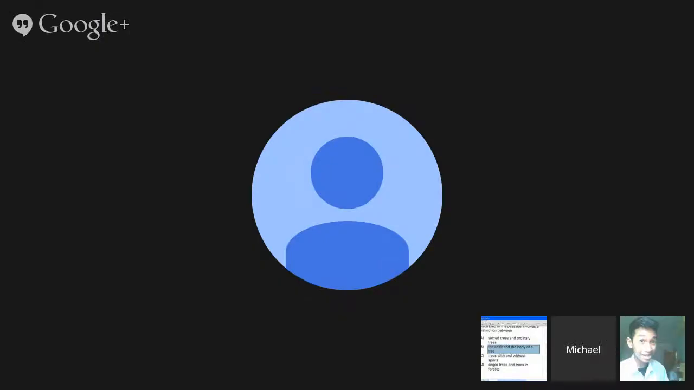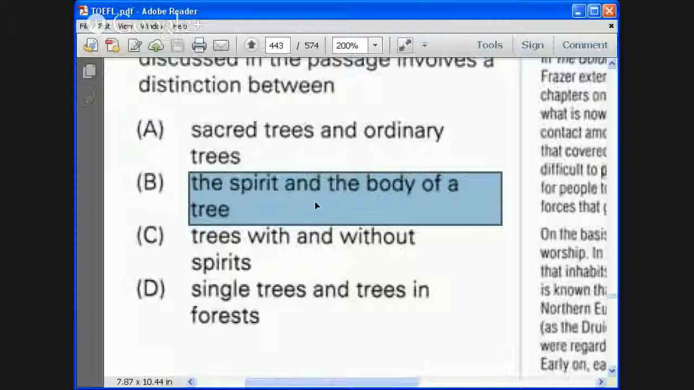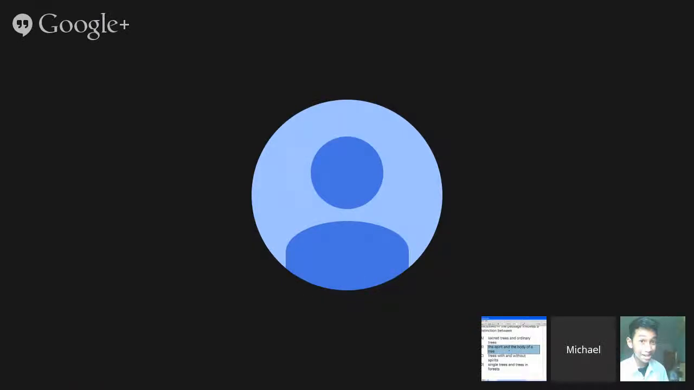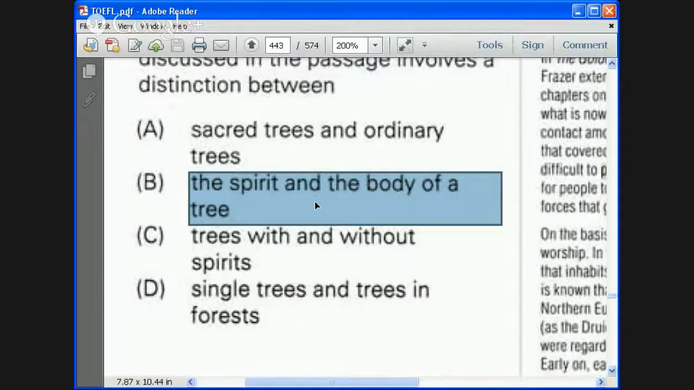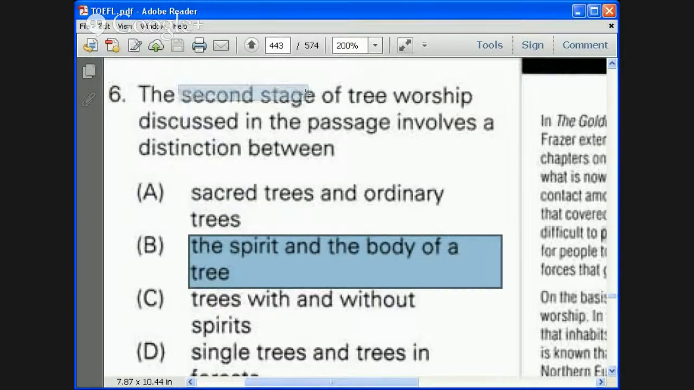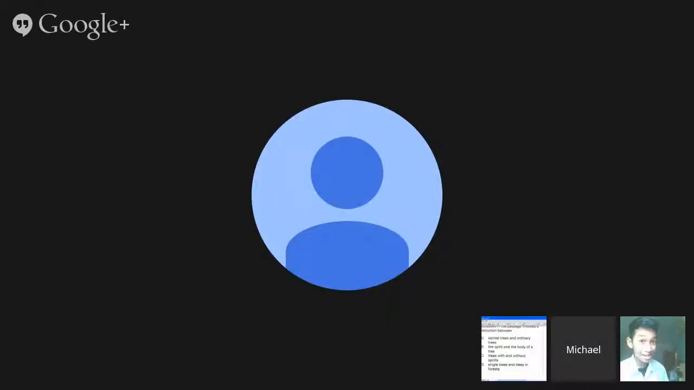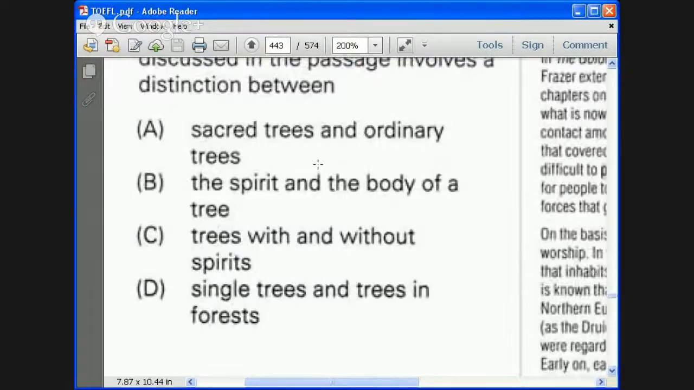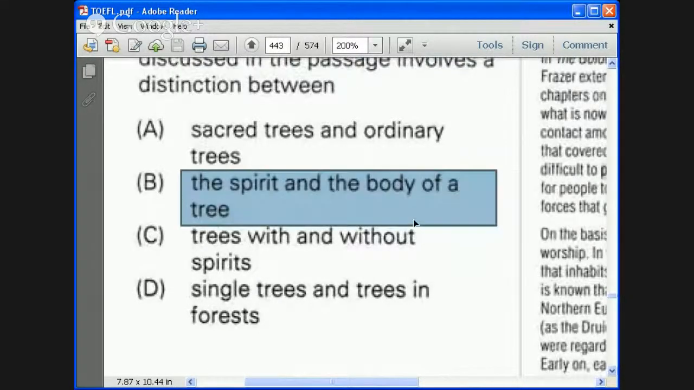Actually, I made us stop and read this so we could understand what each stage was. We shouldn't have to read again, actually. Faisal and I already know the answer. Why? Because we made sure we understood what the first, second, and third stage of tree worship are. First stage, trees are holy. Second stage, the tree has a body and a spirit. Third stage, this spirit and body symbolize other things and can be used in rituals, like for growing plants or pregnant women and such. So we know this.